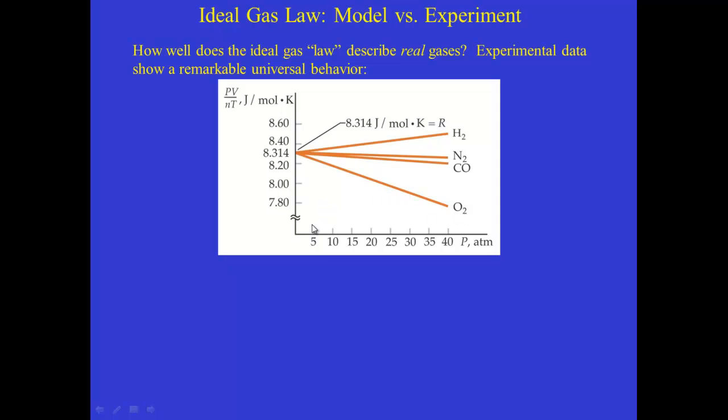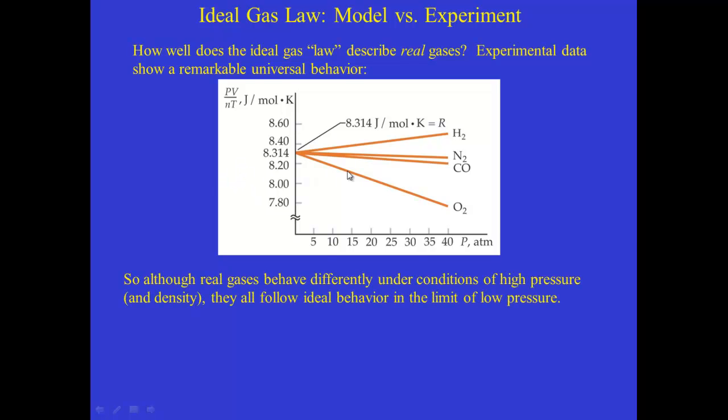As pressure decreases, then the molecules don't interact with each other very much, because pressure is related to how close together on average those molecules are. And it's a very remarkable thing that there's this universal behavior represented by the ideal gas law. So in high pressure situations, real gases do behave slightly differently. These numbers will deviate a little bit from 8.314. They all follow this very neat ideal behavior in the limit of low pressure.